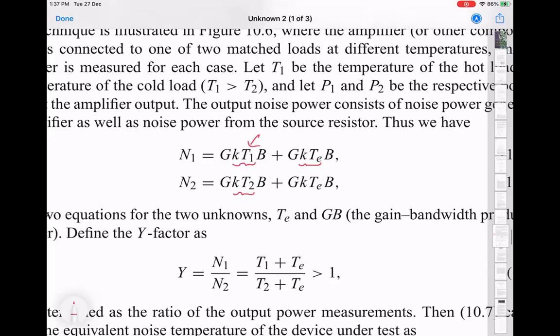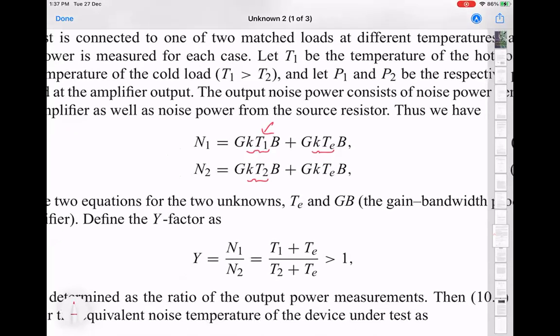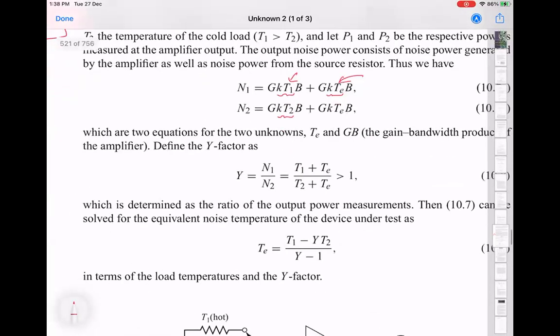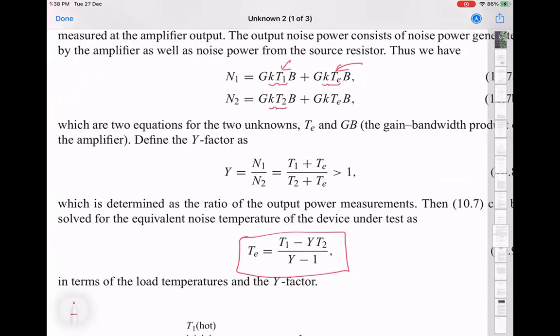And now from these two equations, you can actually calculate what TE is, because that's essentially the noise thing you can calculate. That basically comes from this formula, where this Y is essentially the ratio of these powers. And that's why it's called the Y factor method. By knowing the ratio of these two noise powers for the amplifier with two different temperatures measured here, you can calculate the noise temperature.